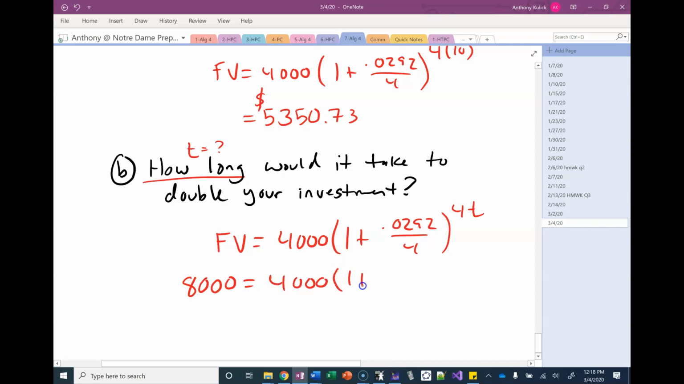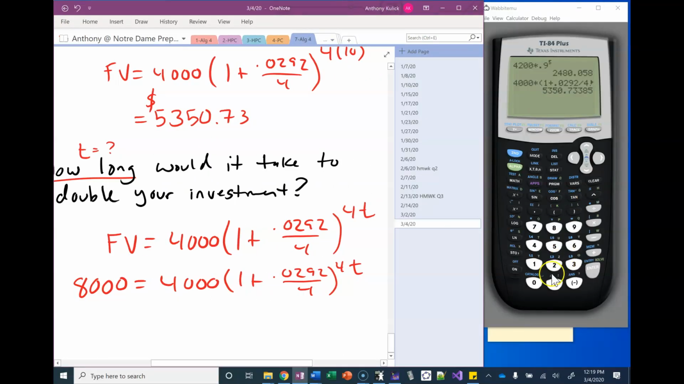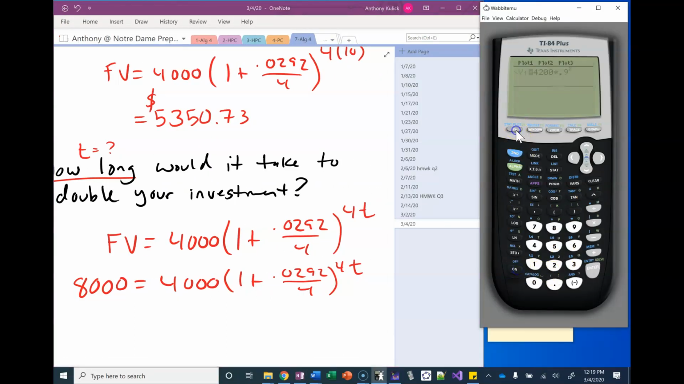So this is the equation that I'm going to try to solve. Notice we're in the same predicament that we were earlier, where we're not going to be able to do this algebraically. So we're going to use our calculator to do this. So go to the y equals menu, and I'll do 4,000 times 1 plus 0.0292 divided by 4 raised to the 4x. And then I'll have 8,000 here.